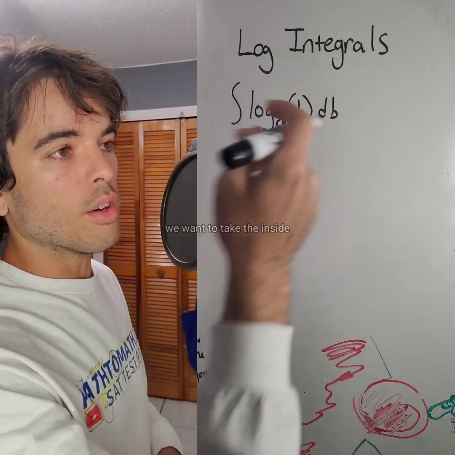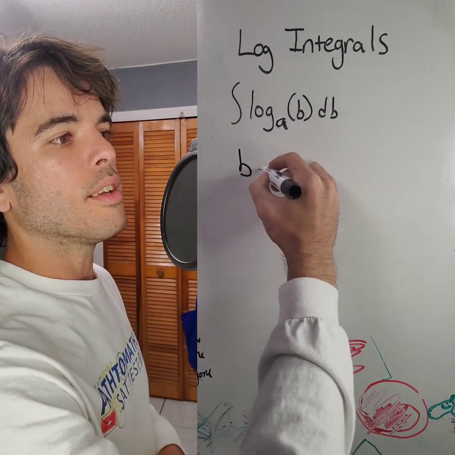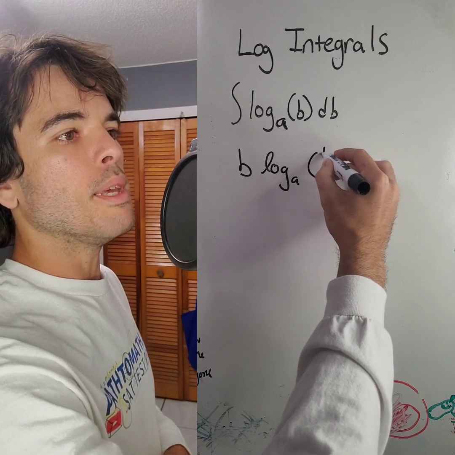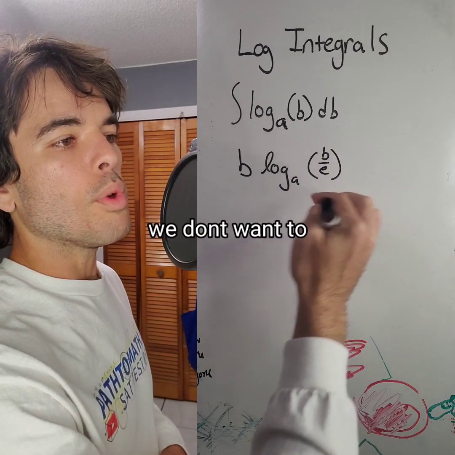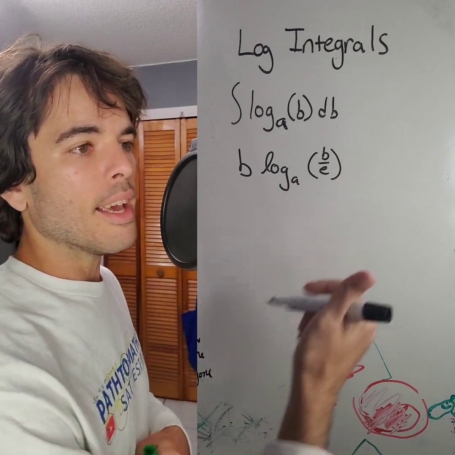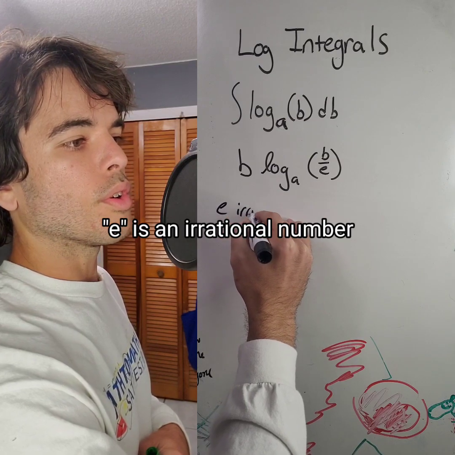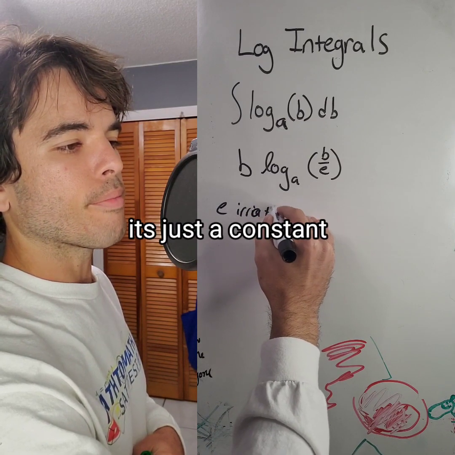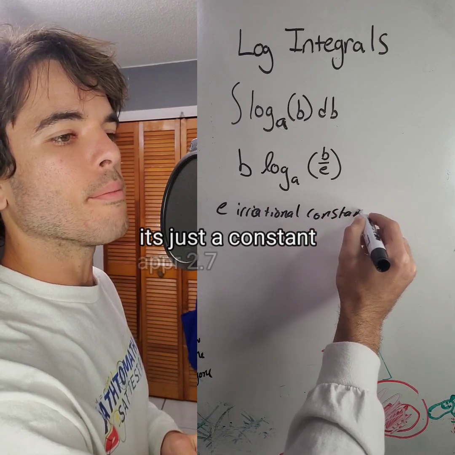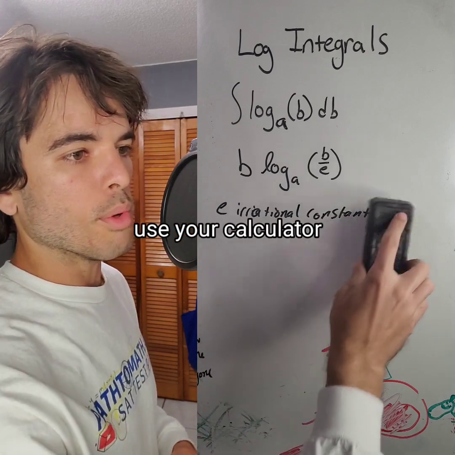We want to take the inside of the logarithm and multiply it to the front. So we have b times log base a of b over e. We don't want to get rid of the inside. Instead, we just want to divide it by e. E is an irrational constant, and that is approximately 2.7. It's also a button on your calculator. So if you need to simplify that, you have your calculator to help you with that.